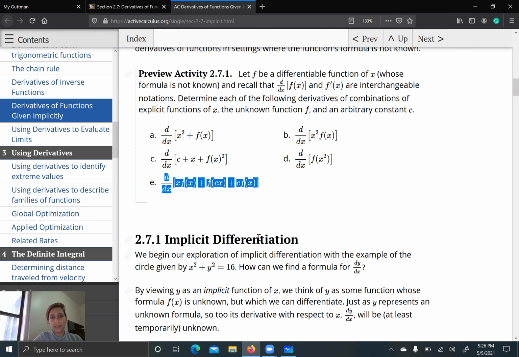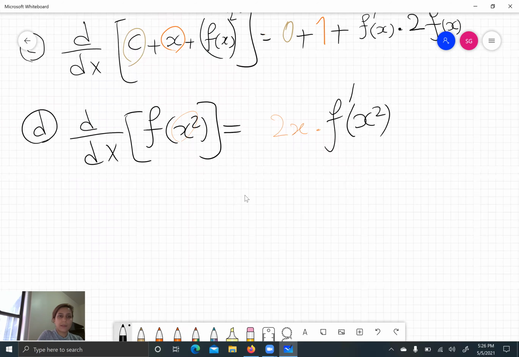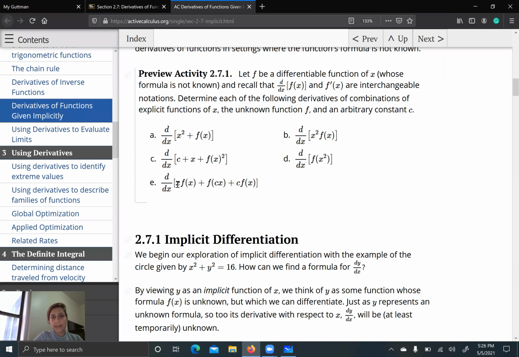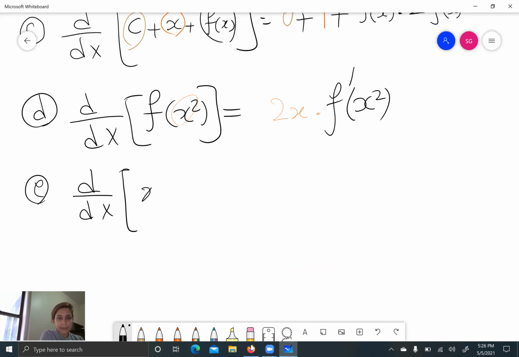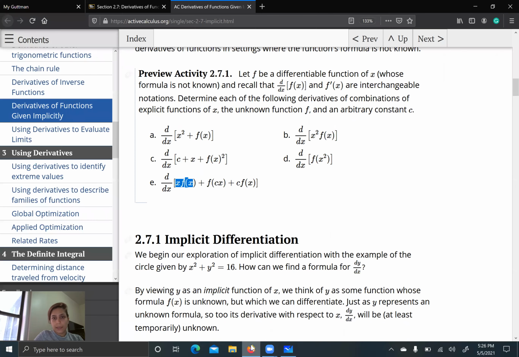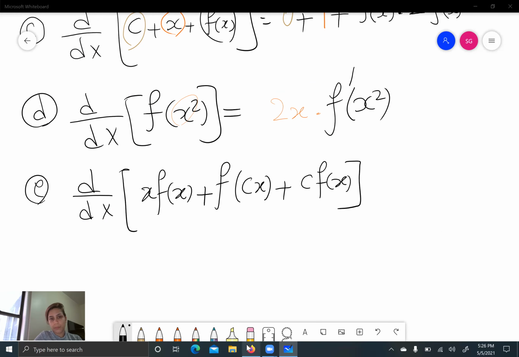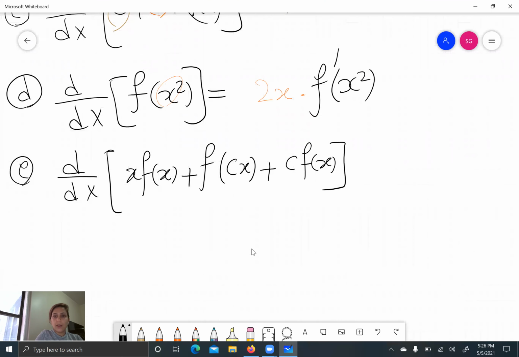And the last one, part E, is take the derivative of x f of x times f of x plus f of c of x plus c f of x. Okay, c is constant. There is a summation, so we apply sum rule.